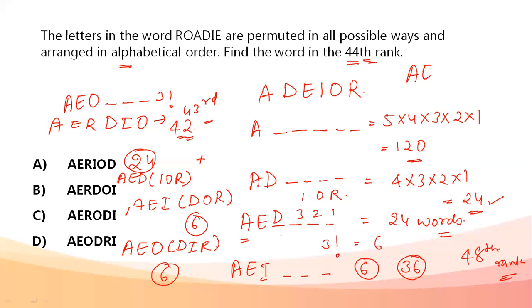So if you flip I and O, it becomes A, E, R, D, O, I. This comes out to be my 44th position. So the word that is going to be at the 44th rank is A, E, R, D, O, I.